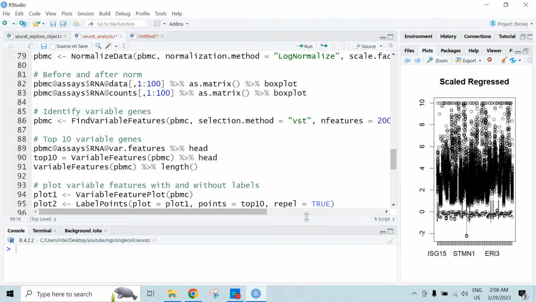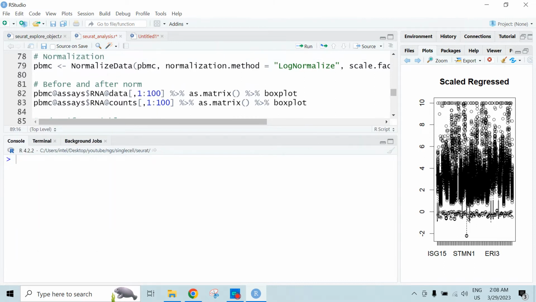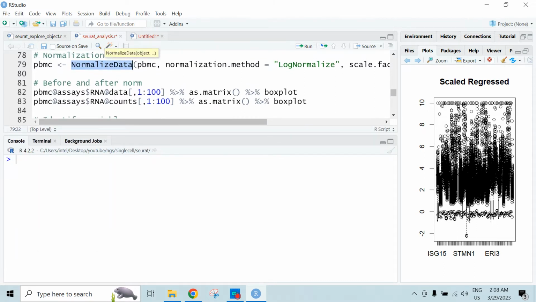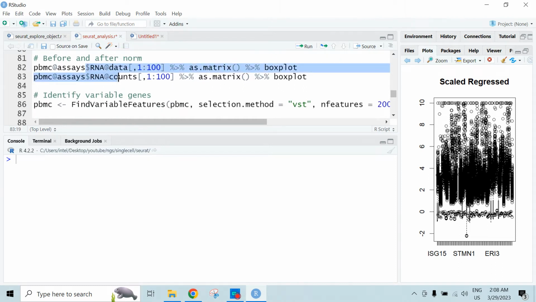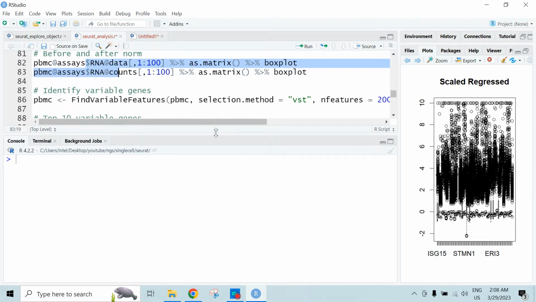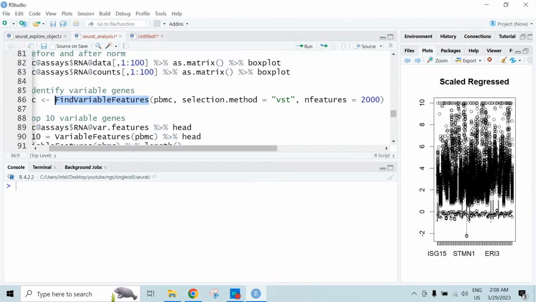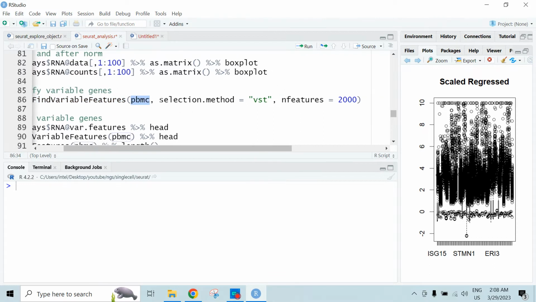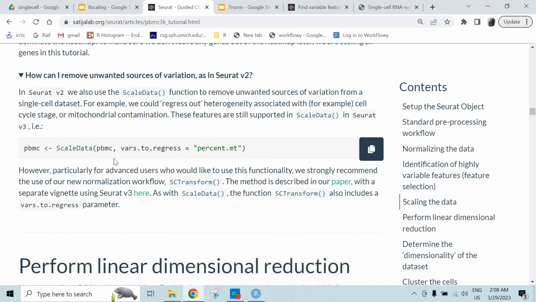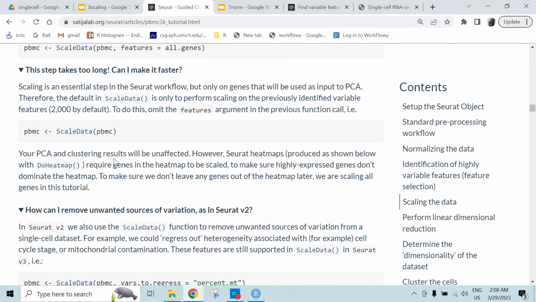Last time we went up to the normalized data step. That means we did the normalization and saw how normalization changes the data. So now we will first identify the variable genes. The function is FindVariableFeatures, where as the first parameter you pass the object and you choose a method. What method will we be using for this identification? This method is generally the variance stabilizing transform method. Let me talk about that. I'm again going to the Seurat tutorial here.